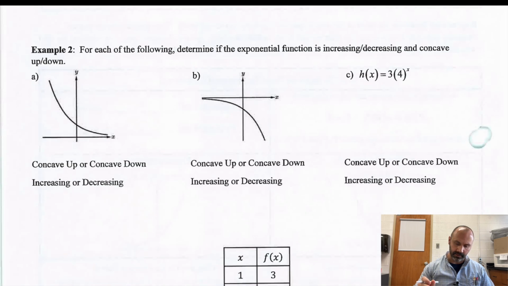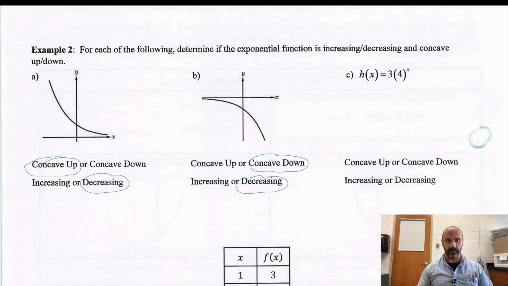Example 2. For each of these, determine if the exponential function is increasing, decreasing, and concave up or down. Okay, so for a, we would say that it's certainly concave up, right? And it's decreasing, right? The value is just getting lower and lower as you go to the right. B is concave down, right? And this one is also decreasing, right? It's going more and more negative, which we would call decreasing.